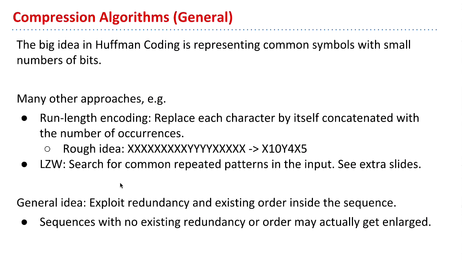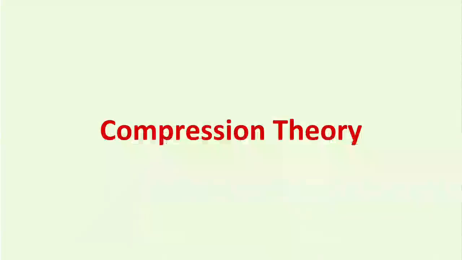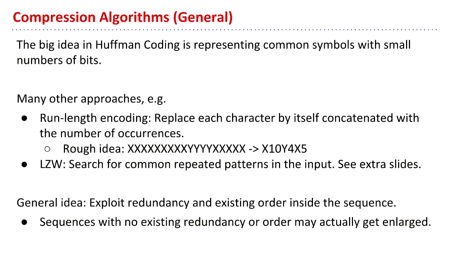Now, the general approach, across all the compression, is exploiting redundancy in some kind of order that's inside the sequence. And what you'll find is that sequences that don't have redundancy or don't have any order, they actually get enlarged a little bit. And there's actually a lot of really deep theory that we're going to take a little tiny taste of. Okay? Any quick questions on that? Okay, you know how to compress files now.